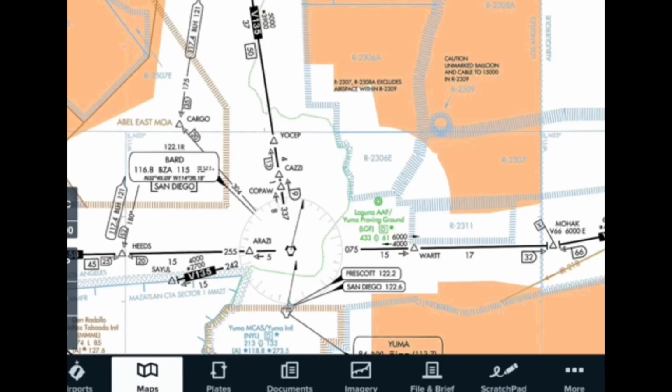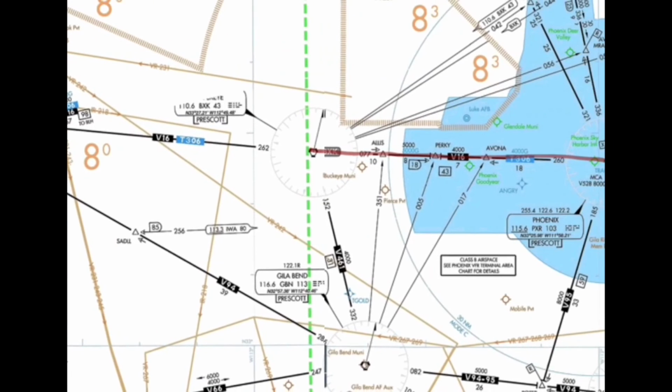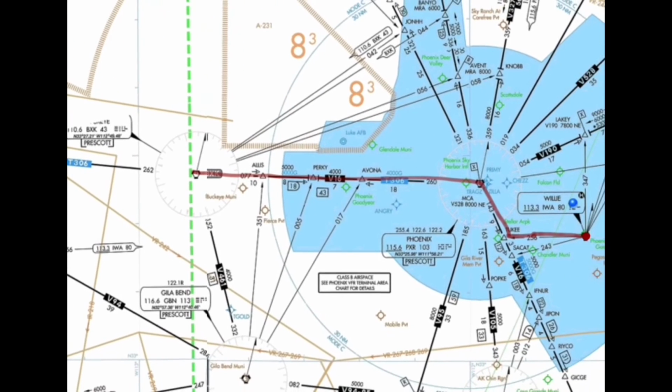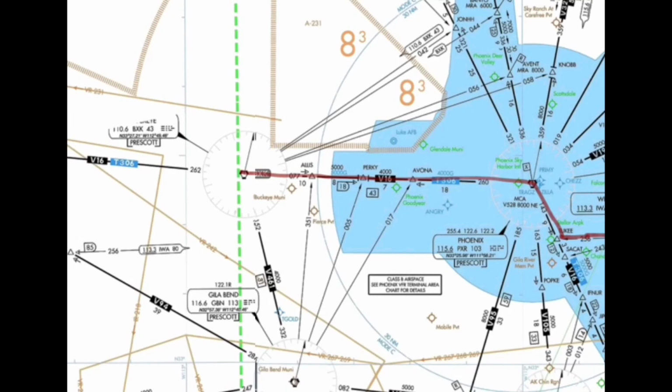Now let's say you didn't even get this far at all. Let's just make up a new scenario. Let's say you barely made it past Blythe, or Buckeye. You're around this area. Let's say you had an engine failure. The best thing you would want to do is turn around, follow your flight path down the other way, and find the best airport for landing.